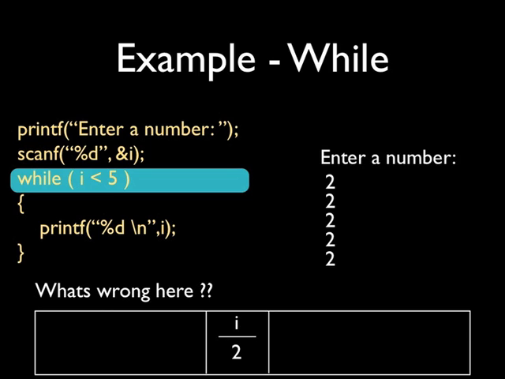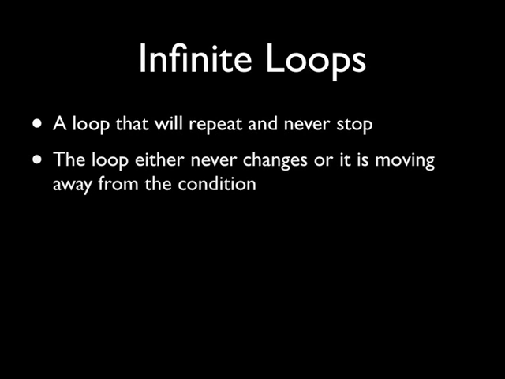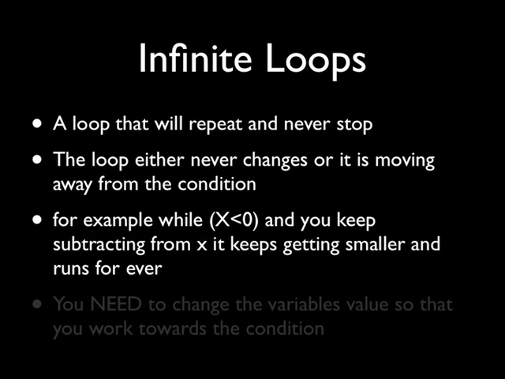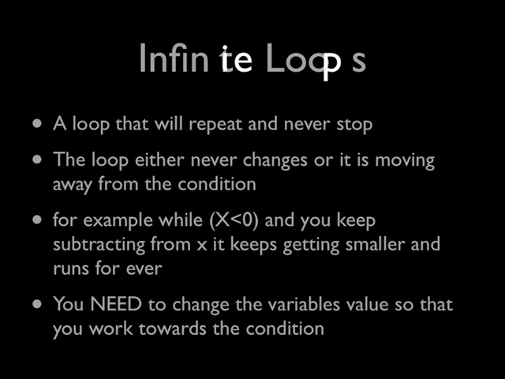So something's wrong here. Basically what we're stuck in is an infinite loop, which means the loop is going on and on and on forever. It's never going to stop. So infinite loops we need to watch out for. An infinite loop is basically anything that's going to repeat over and over and never stop. Loops either never change, or it's moving away from the condition. For example, if it's checking while x is less than 0, and you keep making it smaller by subtracting a value away from x, then it's going to run forever, because x is always going to be less than 0. So we need to change the variable so that it's always going to work towards the condition.